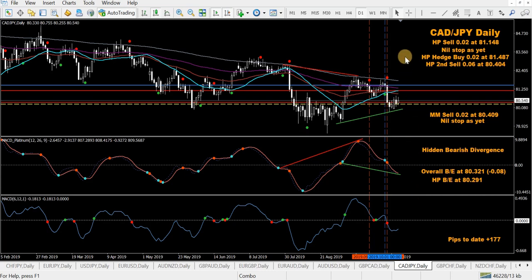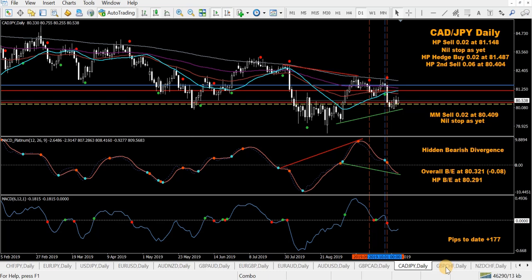So we're looking at CAD Japanese yen. What have we got here? A few trades: HP sell, HP buy, second sell, and a Mod MACD sell the same as that second sell. So that's why you only see about three vertical lines there. The Mod MACD second sell, Mod MACD sell and the HP second sell are on the same candle. Minus 0.08 overall. We've got a couple of yellow lines here, and price is just above it at the moment. So I really need price to roll over a little bit and go down. It's a bit of an ugly pair to trade, but not too bad at the moment.